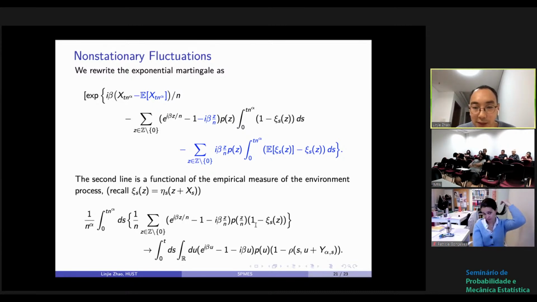And for the term 1 minus KCSZ, if we denote rho SU by the hydrodynamic equation of the asymmetric exclusion process, and we remember that KCSZ is eta s, z plus xs. So roughly speaking, KCSZ should be replaced by rho s u plus y alpha s. And remember, y alpha s is the limit of the Higgs particle. So I think this is a technique in Newton's paper.